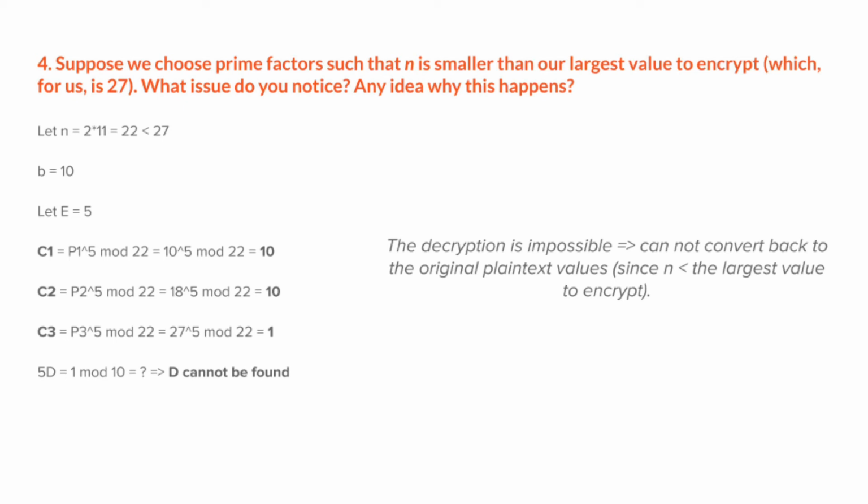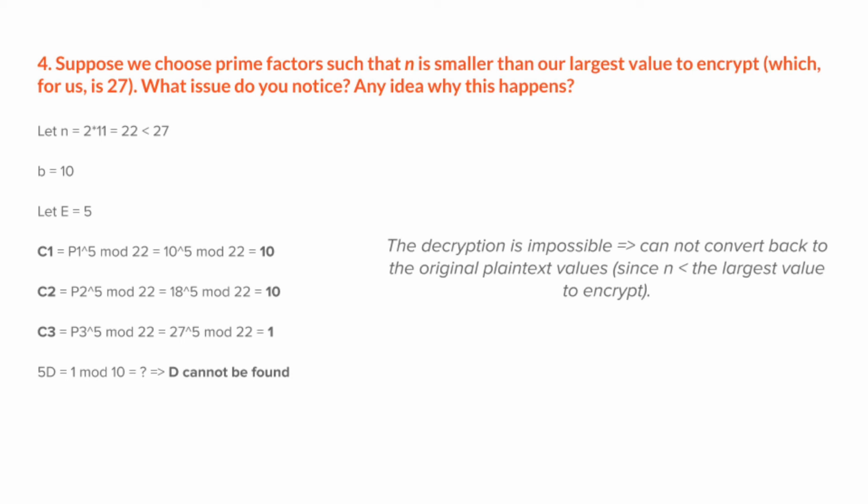For question 4, we are asked to choose prime factors such that n is smaller than our largest value to encrypt, which in our case is 27. If we choose prime factors p and q to equal 2 and 11, then our n will equal 22, which is smaller than 27. Our b would then equal 1 times 10, which is just 10.